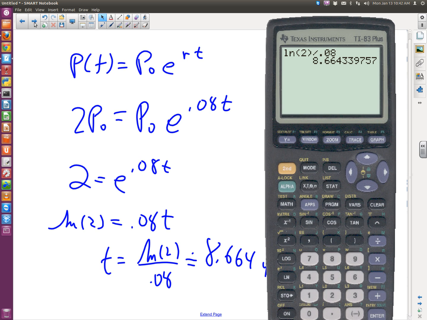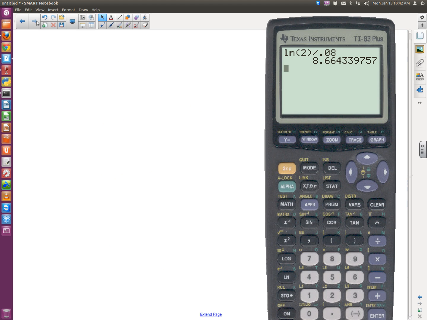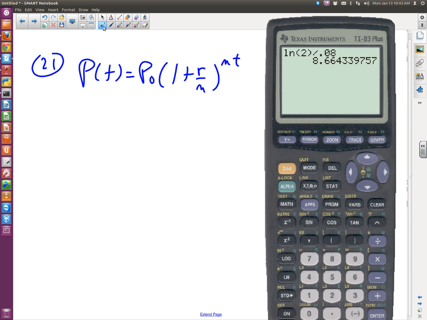Find the effective rate of 5.25% compounded quarterly. Okay, what does that mean? All right. Here's 21. Now compounded quarterly, is that this equation? Or is it this one? I want to compound quarterly. Which one do I want? The first one, okay.